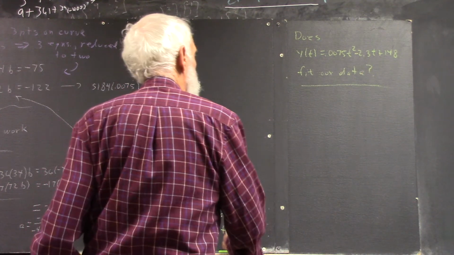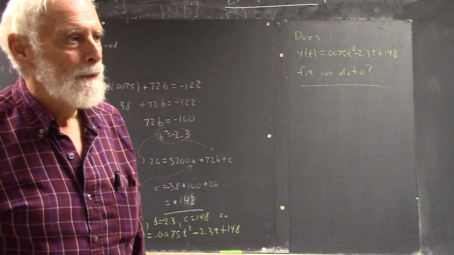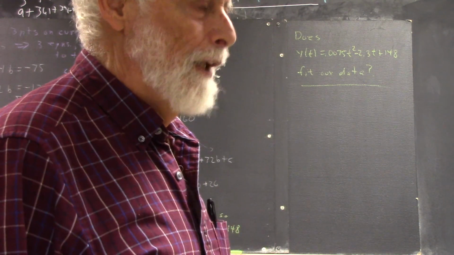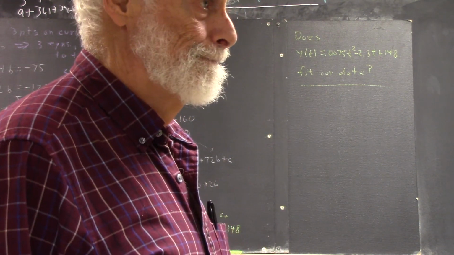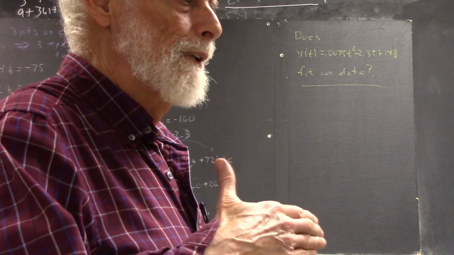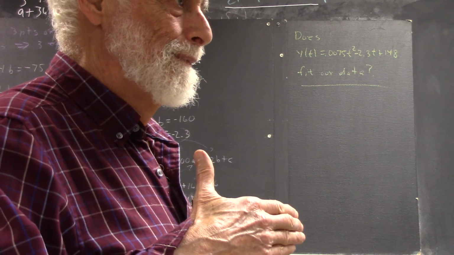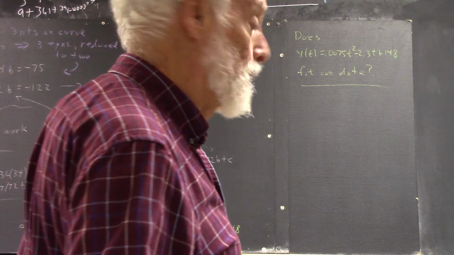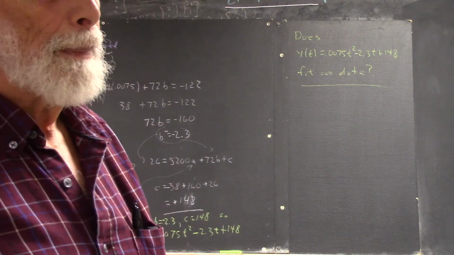Does this model fit our data? If I did my arithmetic halfway right, it should fit fairly well. Because of uncertainties in the data, even if I'd done my arithmetic absolutely correctly, it's not going to fit perfectly. So we have to check how well it fits.